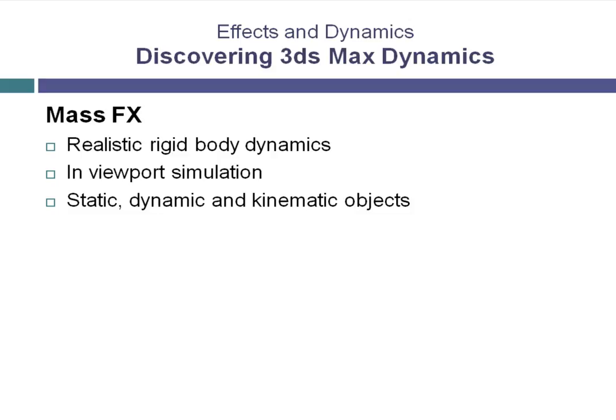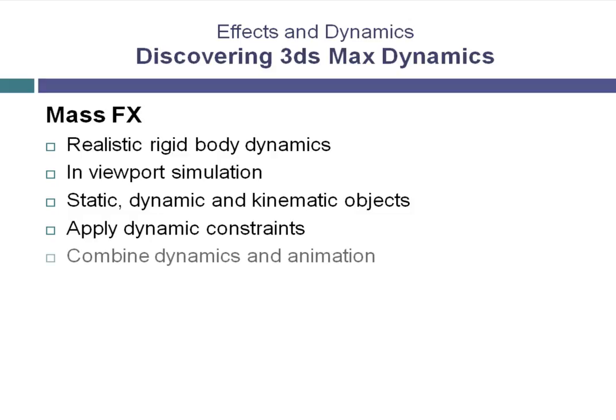Mass Effects also provides a method of creating dynamic constraints. For instance, you can apply a hinge constraint in order to constrain a door so it only opens along its hinge axis. Using a combination of the three types of objects, you can now effectively combine dynamic simulation and keyframe and procedural animation all at the same time.